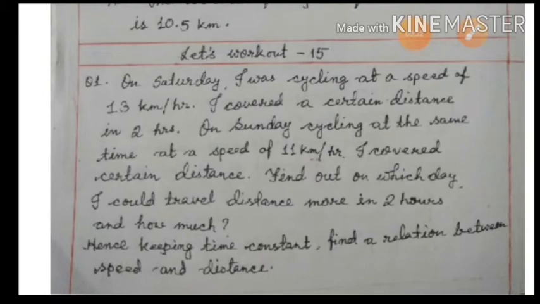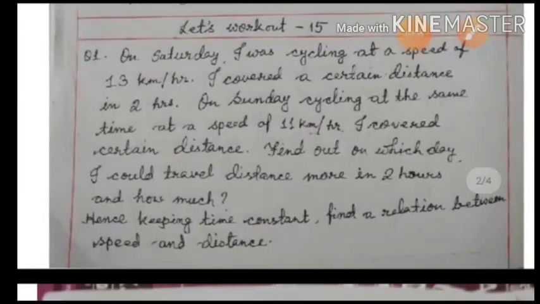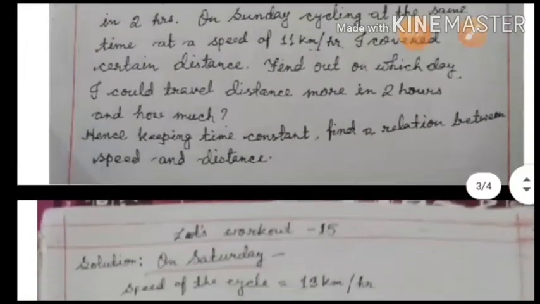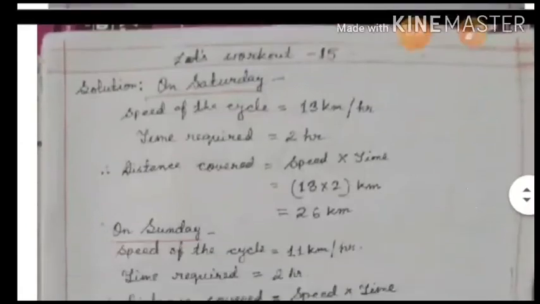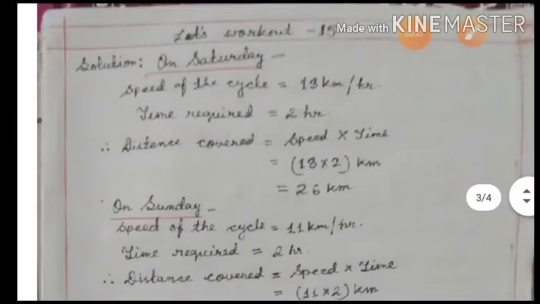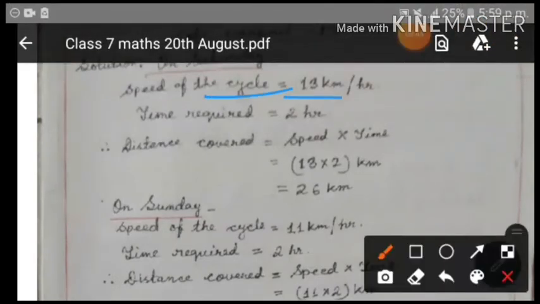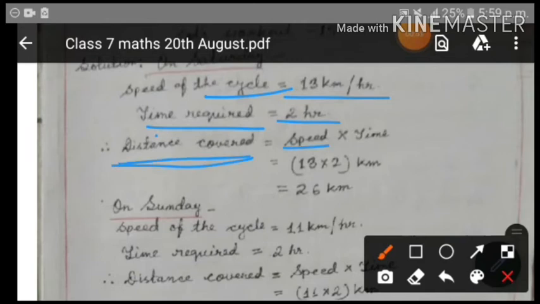So here two conditions are given. In the question, two cases are mentioned. One is Saturday, another is Sunday. On Saturday the speed of the cycle is 13 km per hour and time required is 2 hours. So you can calculate the distance, speed into time, just like the previous sum. When you know the speed and time, you can calculate the distance covered. So that is 13 into 2, which is 26 km. This is the distance covered.